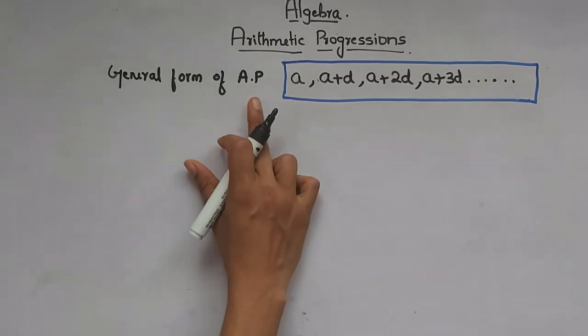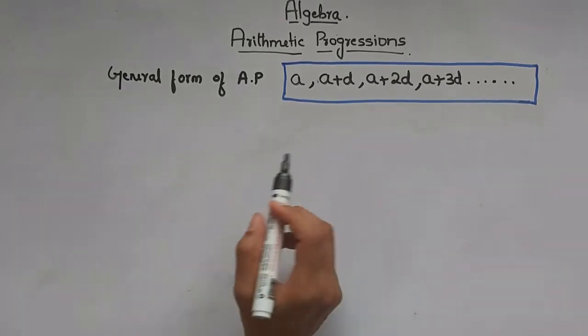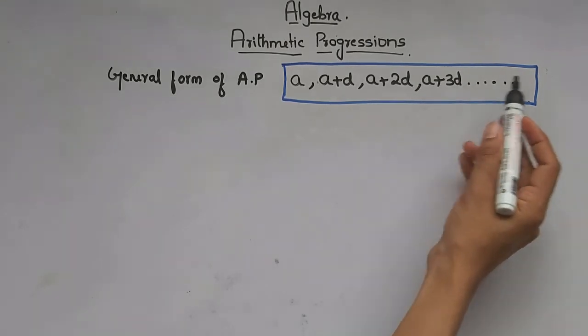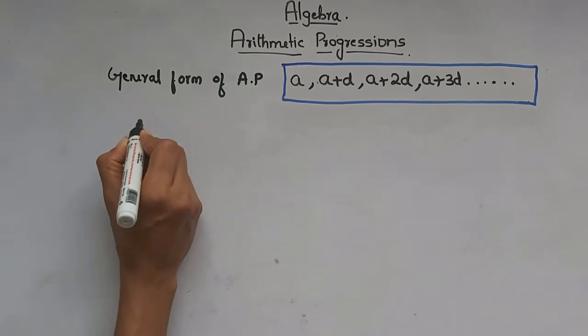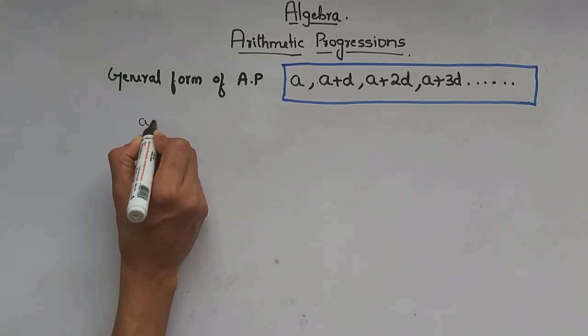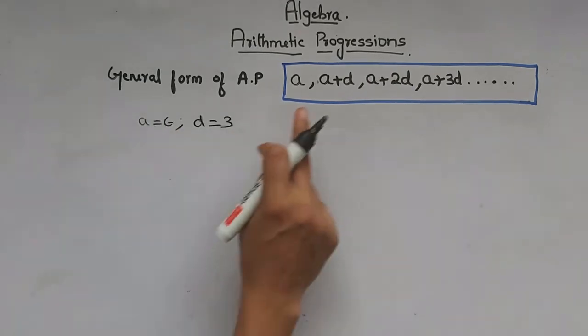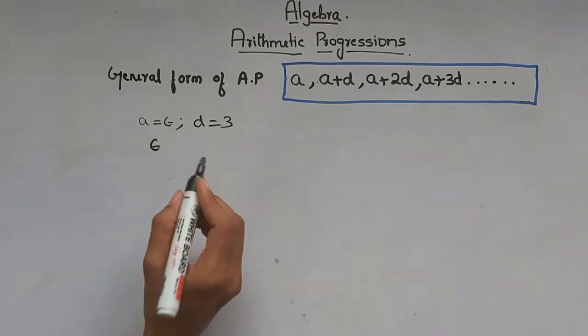So general form of AP, that is how to write the arithmetic progression, that is a list of numbers. It's given by a, a plus d, a plus 2d, a plus 3d and so on. Now let's see how to write this AP. For instance, they have given your first term is 6 and the common difference is 3, so now how to write this arithmetic progression? Here a is 6, so first term is 6, right?